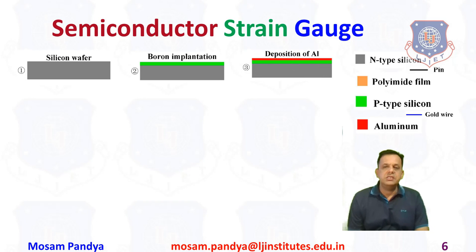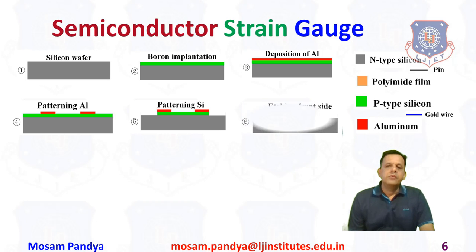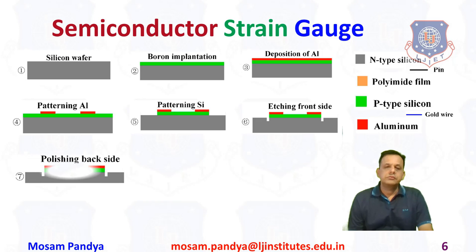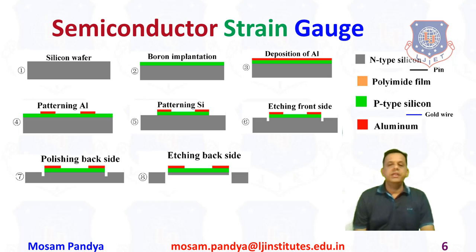Then aluminum deposition is done for making a layer, and then we will be making a pattern of aluminum. Then silicon pattern is generated. The boron implanted part is matched with aluminum patterning, and outside etching is done, polishing backside and etching backside. Our major concentration is on step number 2, 3, 4 and 5.